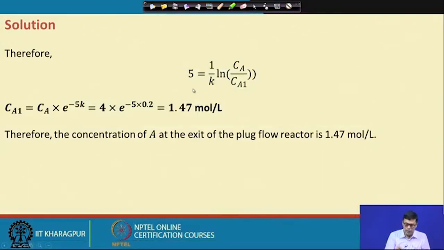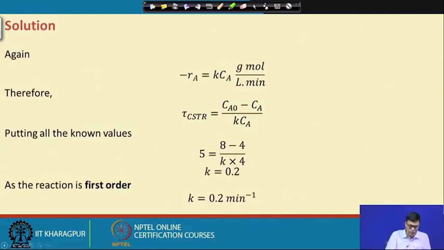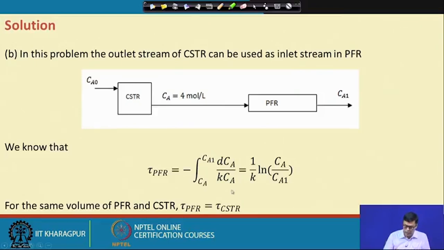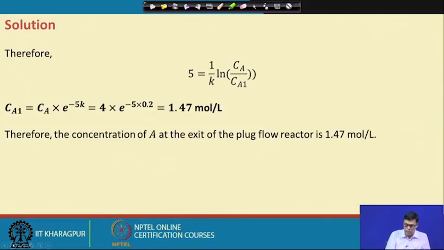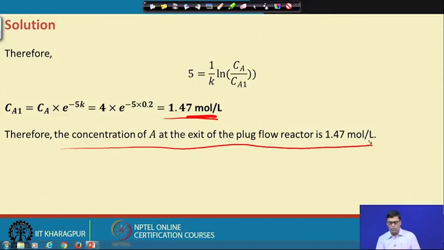Now, we can write 5 equal to 1 by K. If you look at this equation, ln CA, where CA is 4, and CA1 we have to calculate. The K value we have already determined. So, if we put all the values here, we can calculate the CA1 value, which comes to around 1.47 moles per liter. Therefore, the concentration at the exit stream of the plug flow reactor is 1.47 moles per liter.